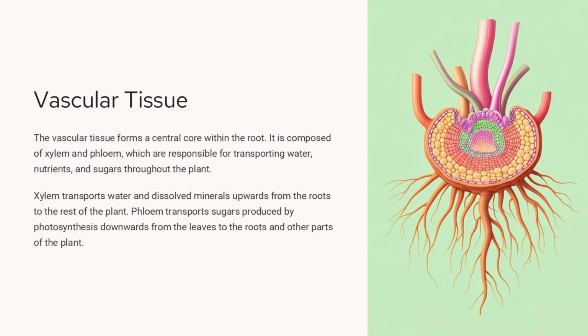Phloem transports sugars produced by photosynthesis downwards from the leaves to the roots and other parts of the plant. This integrated vascular system is critical for distributing essential resources throughout the entire plant. The detailed cross-section illustration helps visualize the structure and function of this important plant tissue.